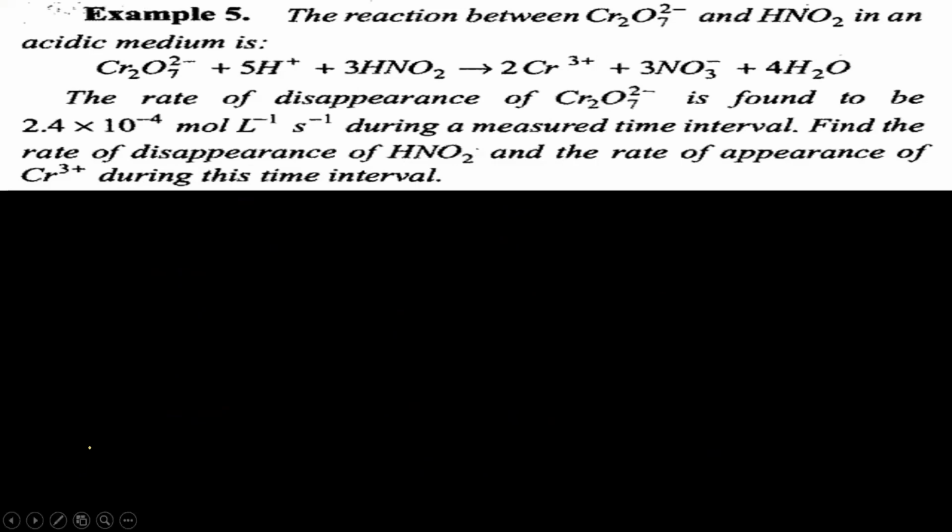So our next problem is about the reaction between dichromate ion and nitrous acid in an acidic medium. The rate of disappearance of dichromate ion is found to be 2.4 into 10 power minus 4 mole per liter per second during a measured time interval. Find the rate of disappearance of nitrous acid and the rate of appearance of chromium 3 positive ion during this time interval. So the rate expression for these reactions.